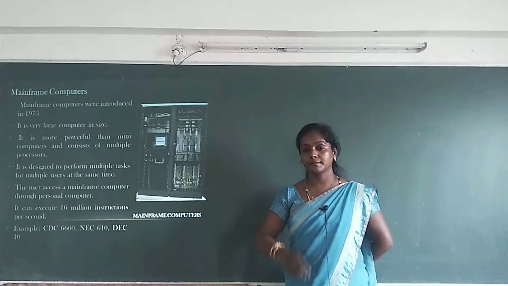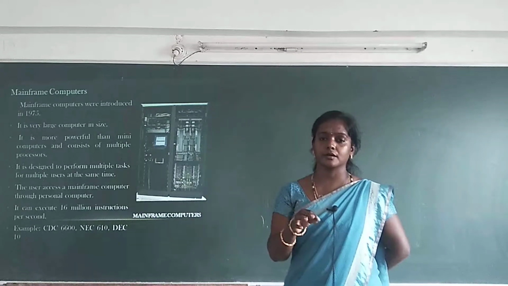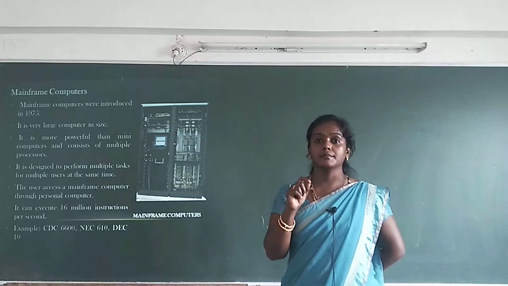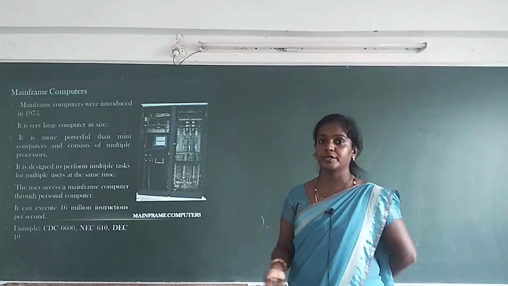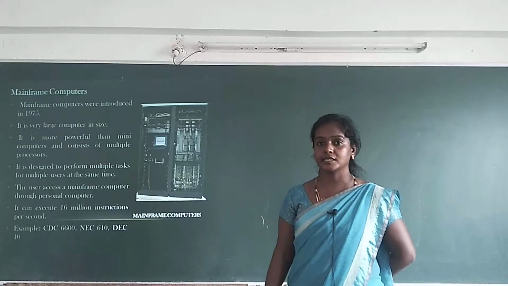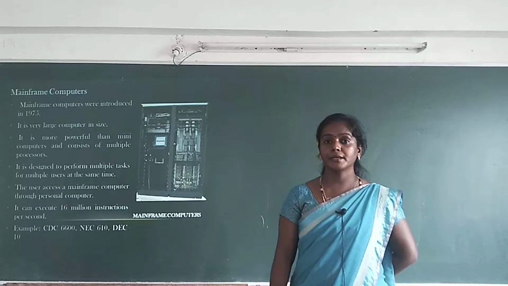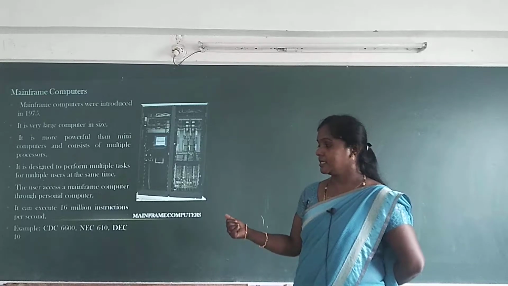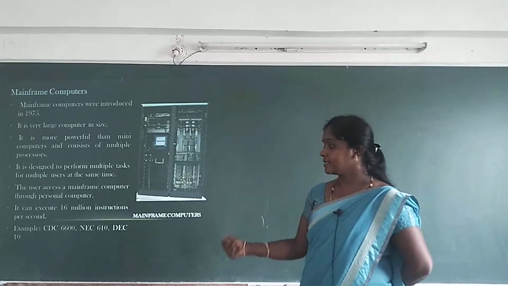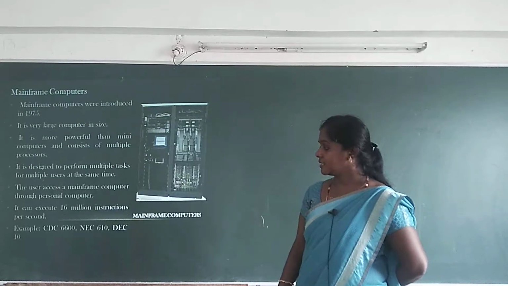So first in my mini computers, there was some million instructions per second. For mainframe computers, we have 16 million instructions per second. Examples of mainframe computer are CDC 6600, NEC 610, and DEC 10.